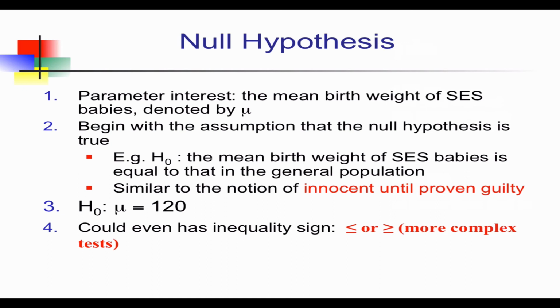And that means the mean birth weight of this particular area is equal to the mean birth weight of the general population. The null hypothesis doesn't always have to be an equal sign. It can be less or equal, or higher or equal. But typically, or almost all the time, the null hypothesis contains an equal sign.